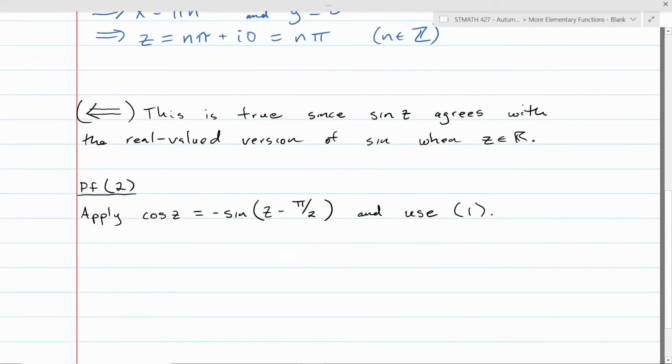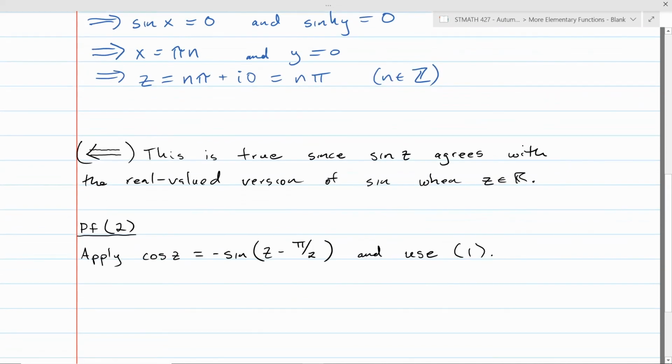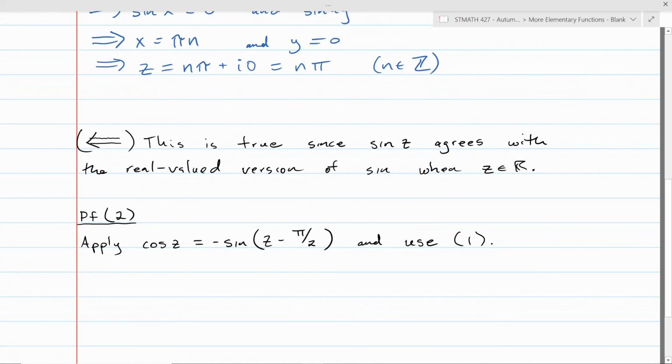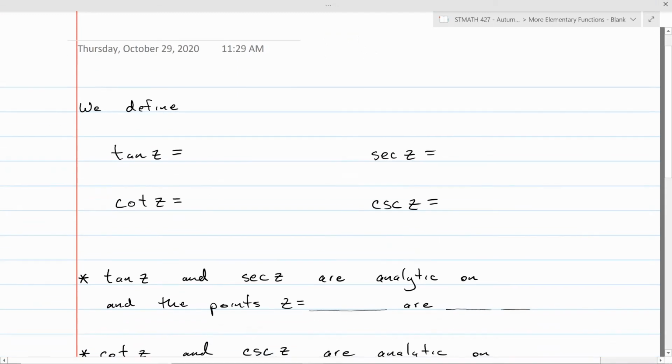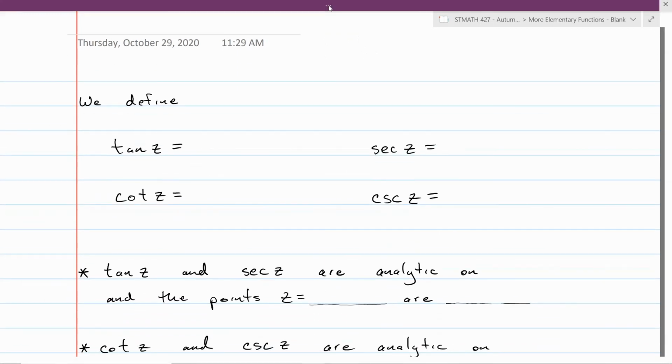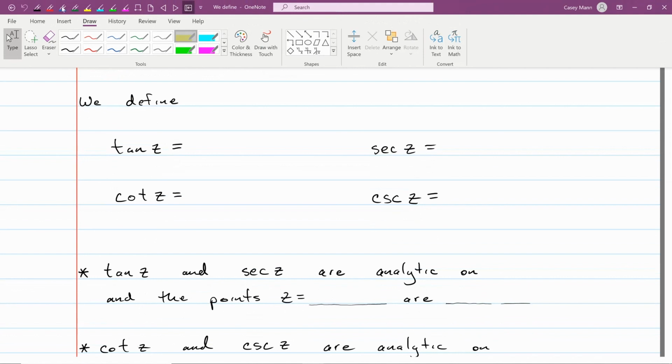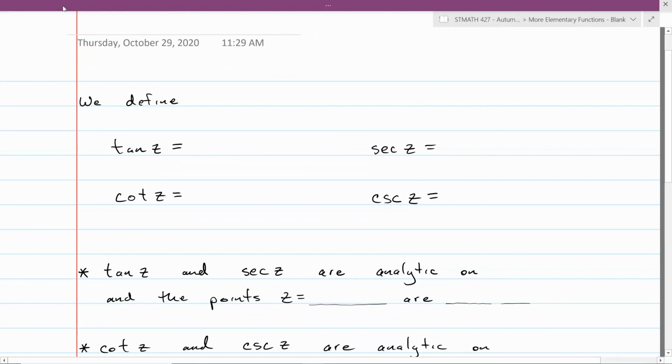If you want to prove the second part, the easy way to go about it, I suppose you could do it from scratch and just do it similar to the way we did above. Or you could just convert it, since cosine of z is negative sine of z minus pi over 2, and then just use the first result. It's a little easier. And we can go ahead and define the other 4 trig functions in the way that we always do. So we have a sine of z and a cosine of z, and good differentiation facts. We know where it's equal to 0, all that good stuff.